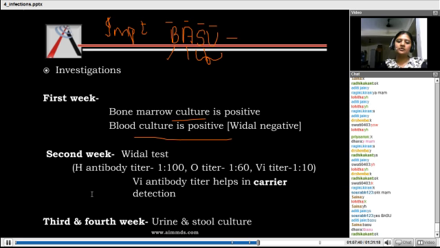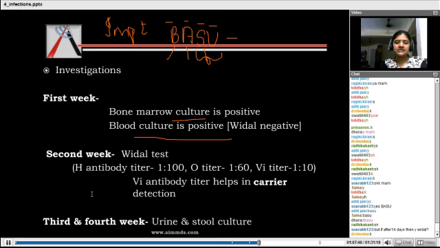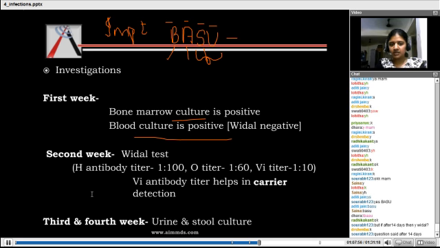Bone marrow will also be positive. Second week is Vidal's test. See, this doesn't mean that, let me tell you one thing. When we refer to it as first week, second week, doesn't mean that the blood test is positive only in the first week. It will be positive in the second week also.